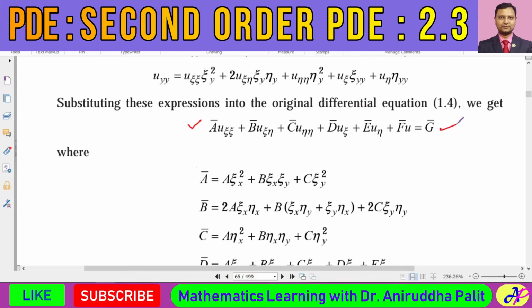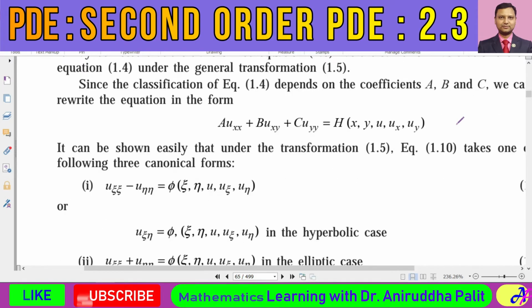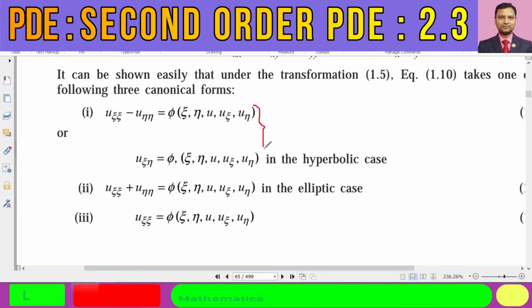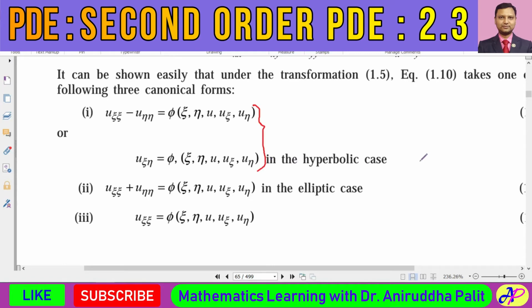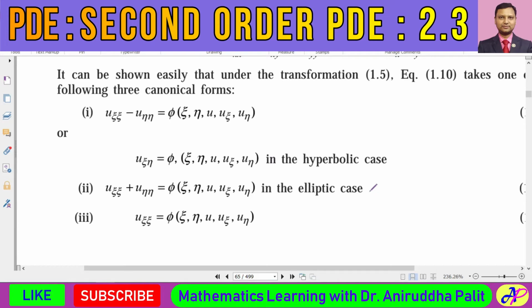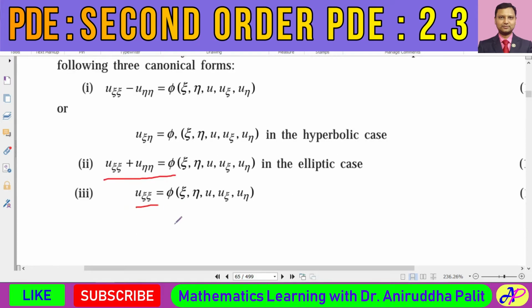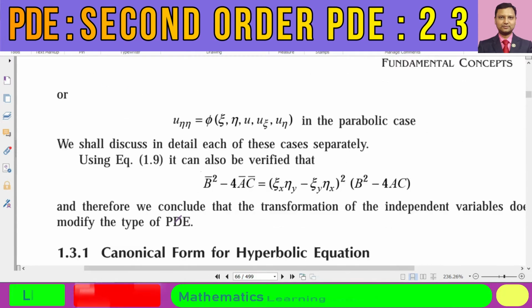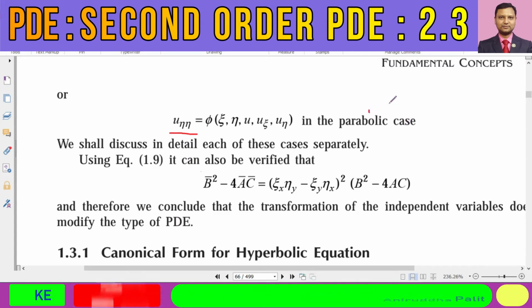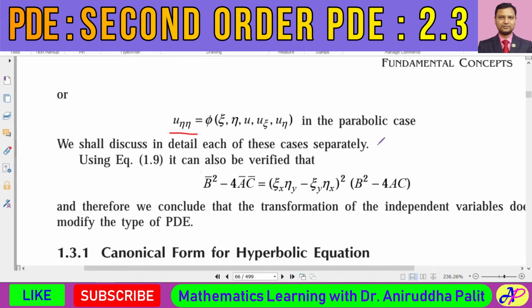And I introduced the canonical forms: whichever form you consider, the first form or the second form, this is called the hyperbolic partial differential equation. Then this one is called the elliptic partial differential equation, and either u xi is equal to some function, or u eta is equal to some function, this is called the parabolic differential equation.